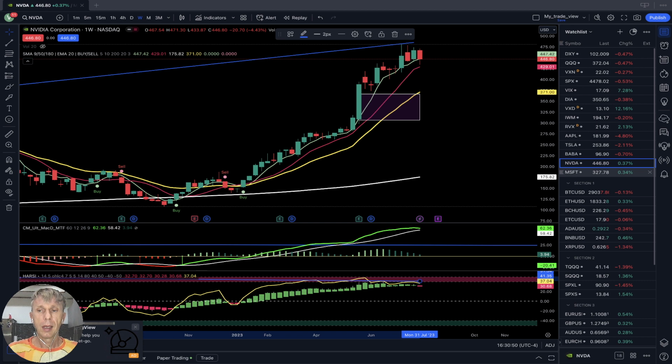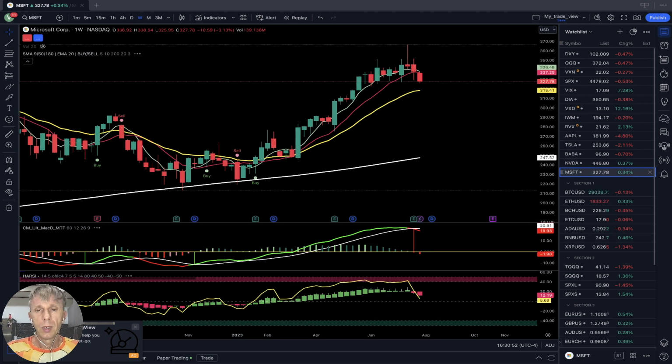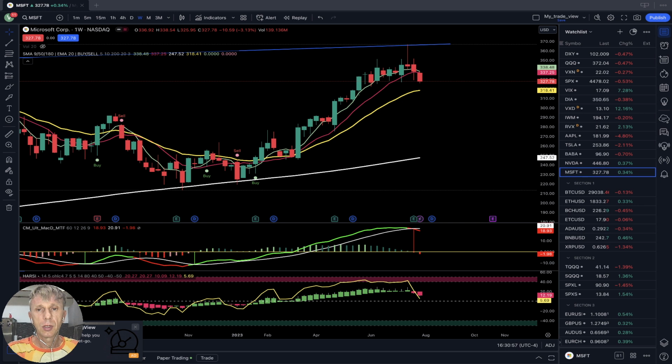Still bullish. Microsoft, let's see Microsoft weekly time frame. It already did bearish reversal, right? MA5 did bearish crossover. MACD, Heikin-Ashi, all indicators already did bearish reversal.